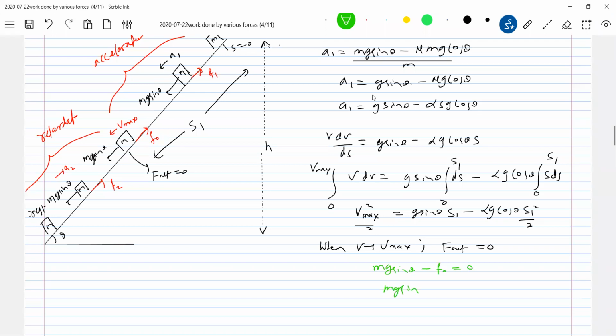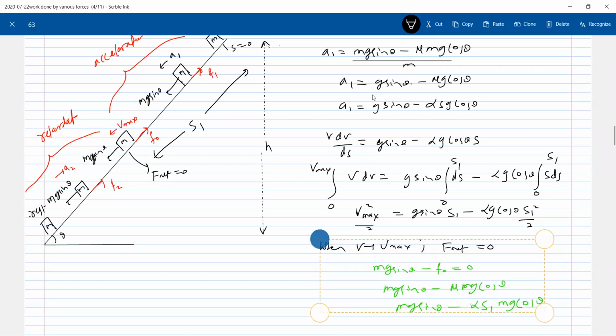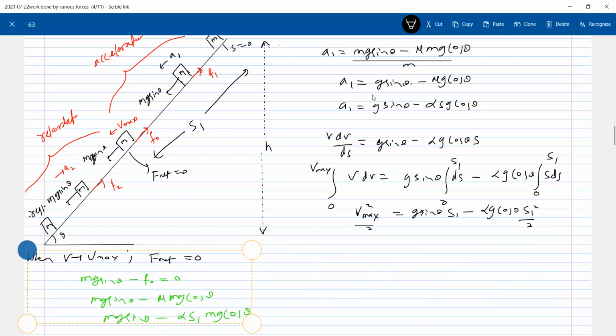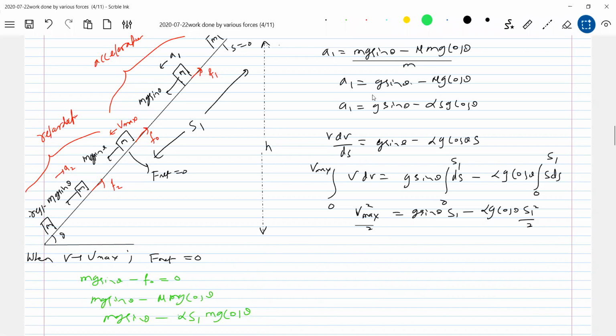So what is the value of f naught? So mu mg cos theta. What will be the value of mu? It should be equal to alpha s1. So what should the value of s1 be equal to? I'll shift it to the left. What is the value of s1? s1 should be equal to sine theta by alpha cos theta. That should be the value of s1.